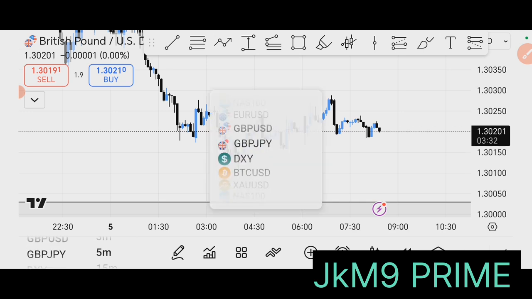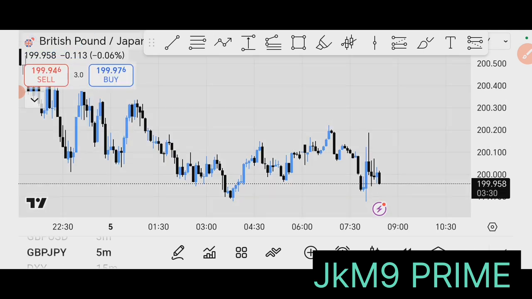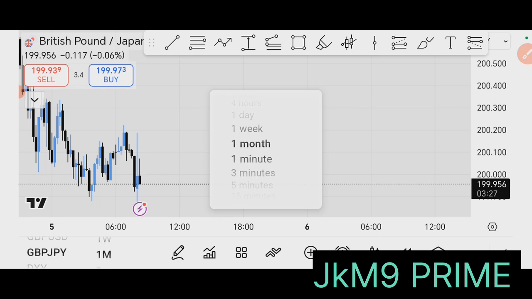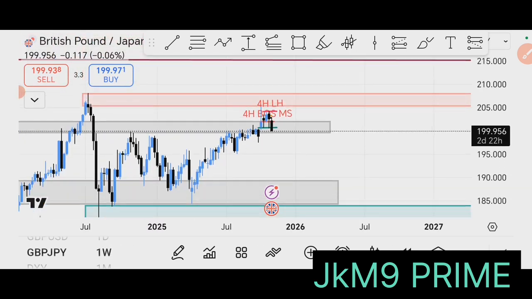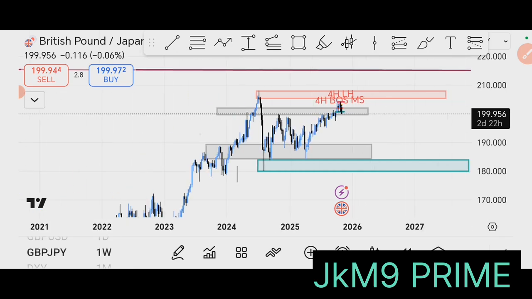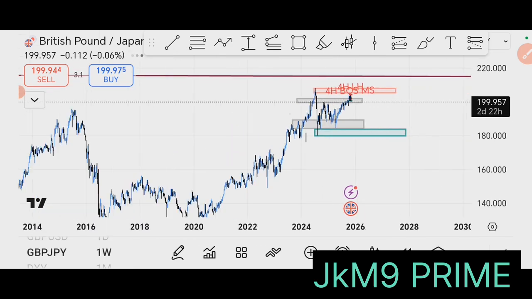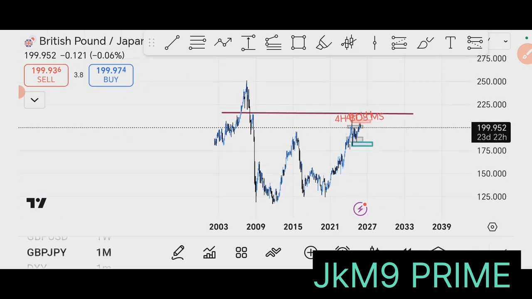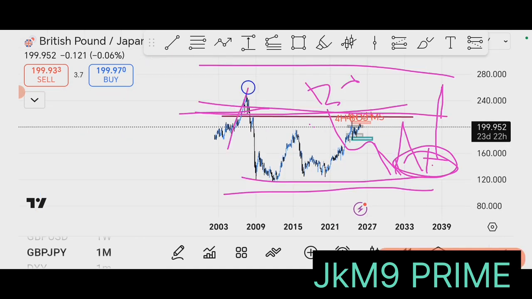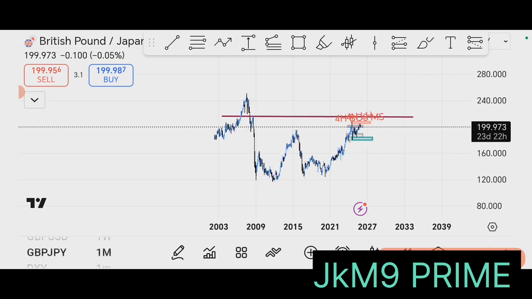Okay guys, one more thing, we're going to check GBP JPY also. You check the overall trend on the monthly time frame. It's fully coming from the sell, now forming a big W pattern. One more thing we have to notice here: price retraced one time in this area, and now the current price is going to this retrace area.